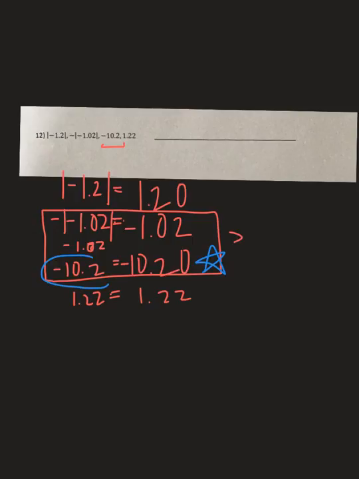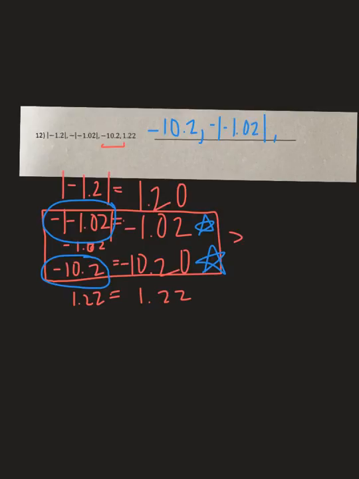The original version is right here. So negative 10 and 2/10. Okay, so our next one would be the other negative that we have. This is the original way to write it. So the negative absolute value of negative 1.